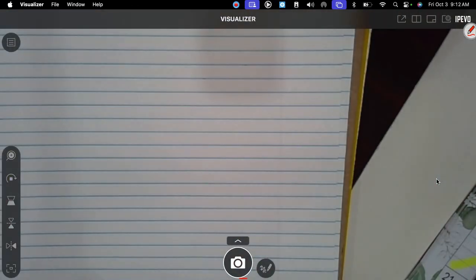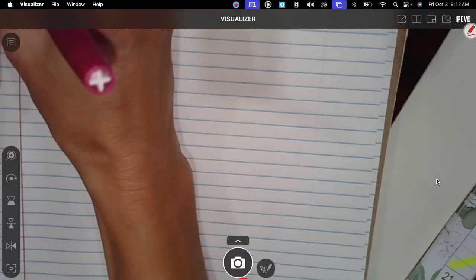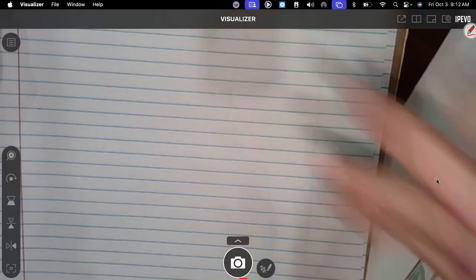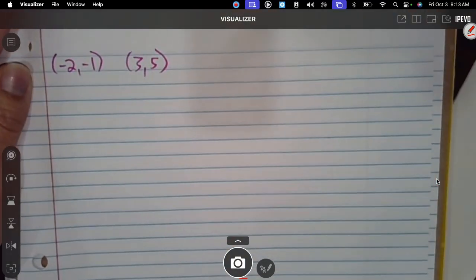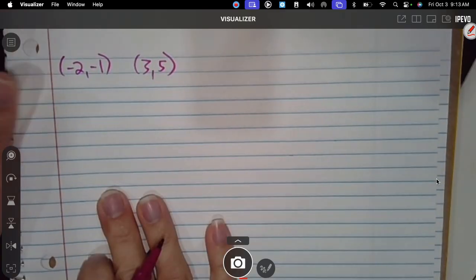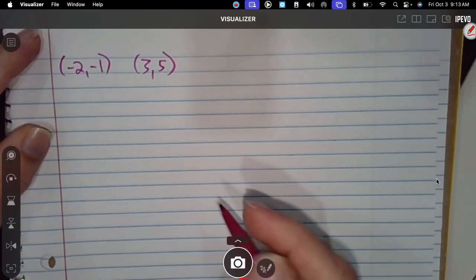Let's do the 2 points, -2, -1, and 3, 5. We will make a line with these 2 points. So I've got 2 points, but now I need a slope. How do we find the slope? We subtract the y's up top and the x's in the bottom. We just did that one.